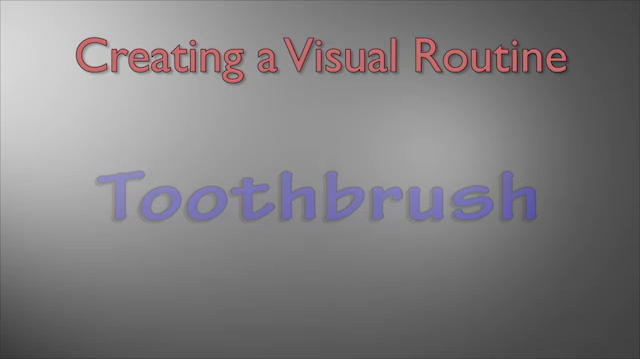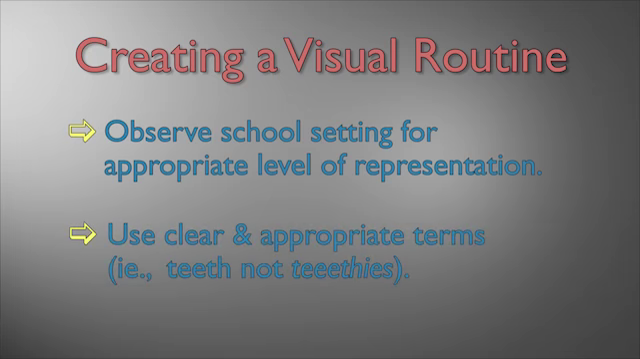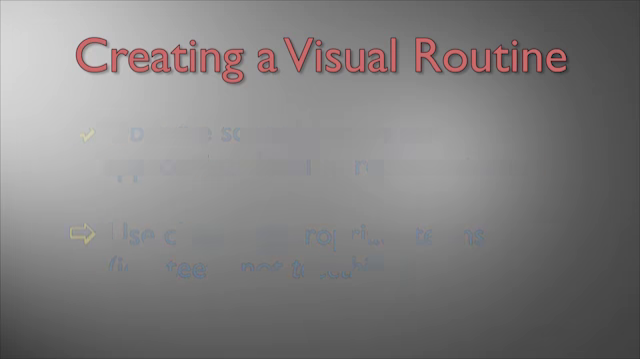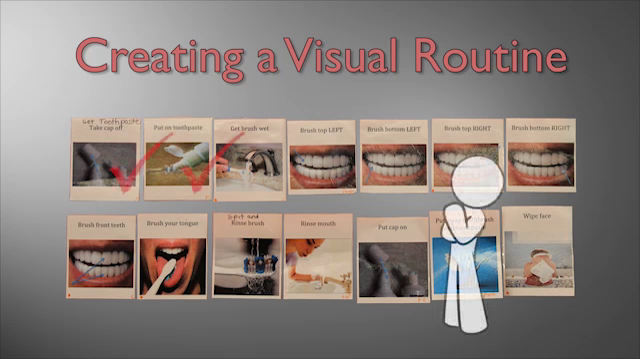We tell parents it's best to see what they're using at school to see what the appropriate level of representation is for their child. Be sure to use clear and appropriate terminology. For example, say brush your teeth instead of brush your teethies. When your child gets older, this will be hard to change. A helpful way to figure out the steps within a routine is to complete the routine yourself and make a mental note of each step as you complete it.